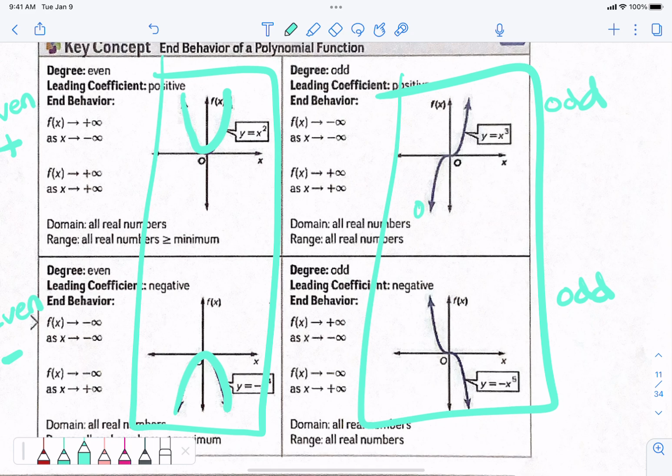If I start over here and I end up here, I'm going uphill, right? If I go left to right, here I'm going downhill. So this is positive and this is negative. Do you see how that works? If it's going uphill left to right, it's positive. If it's going downhill left to right, it's negative, okay?